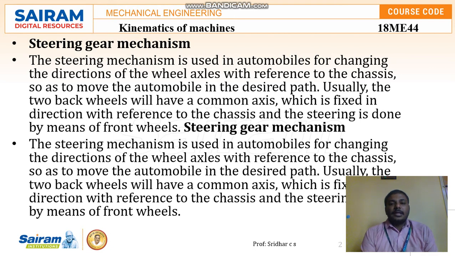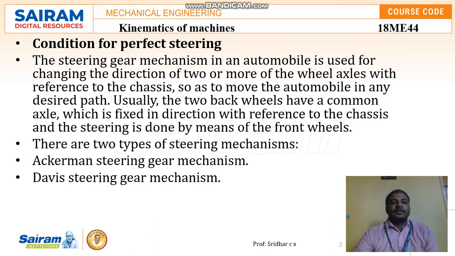Always in any vehicle, only the front wheels give the direction. The function of the back wheels is to follow the path which is provided by the front wheels. This is how a steering gear mechanism works. So what should be the condition for a perfect steering mechanism?